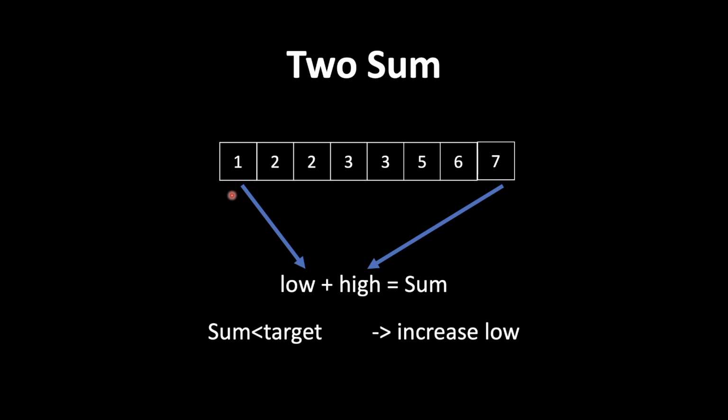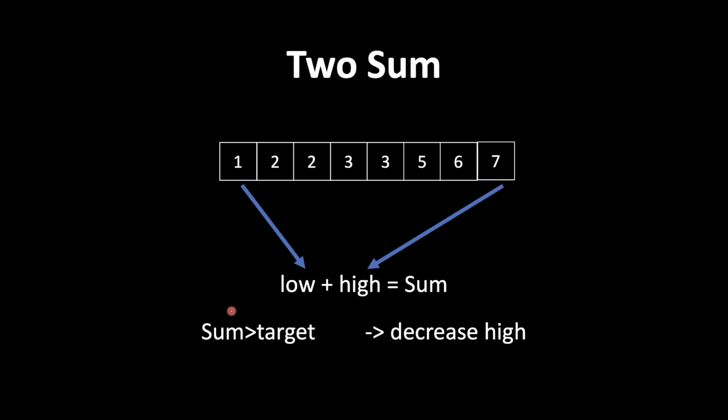If we add this low and high element and suppose that equals sum, and if our sum is less than target, how can we make the sum equal to target? To make the sum equal to target, we need to increase the sum, and to increase the sum we can simply increase low, because here it is 1 and after it will be a value greater than or equal to 1 because it is a sorted array. And that's the reason why we choose low as the first element and high as the last element.